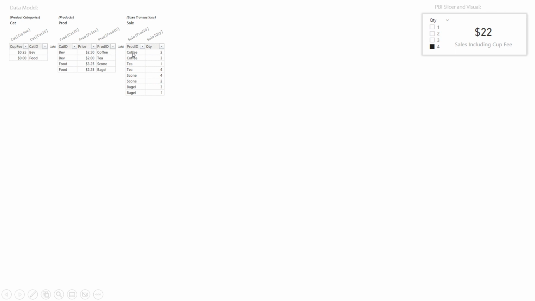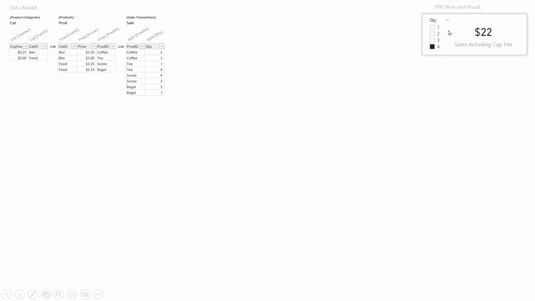But we can say, well, if it's coffee, we know that coffee corresponds to this row, so we know the price is $2.50. So we multiply the quantity times the price, but we have to remember to add the cup fee. Keep in mind the name of the measure is sales including cup fee, right? And so in addition to multiplying 2 times $2.50 to get the regular sale, we have to include the cup fee, and since we know that this is a beverage category, we know that the cup fee is 25 cents per cup, okay? So that's the business logic there.